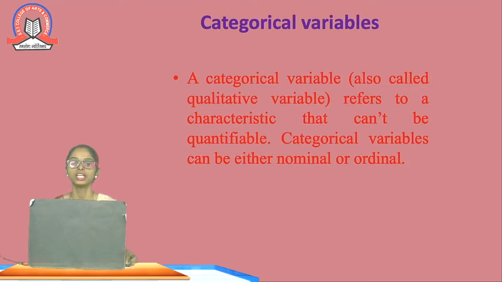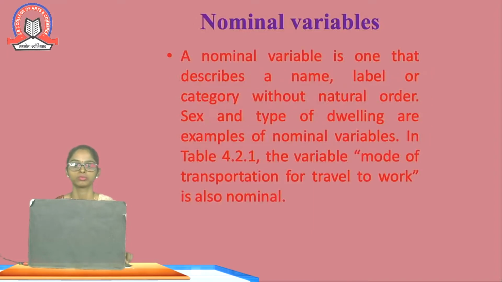First we see what categorical variables are. This variable, also called a qualitative variable, refers to a characteristic that can't be quantified. Categorical variables can be either nominal or ordinal. A nominal variable is one that describes a name, label or category without natural order. Sex and types of dwellings are examples of nominal variables.